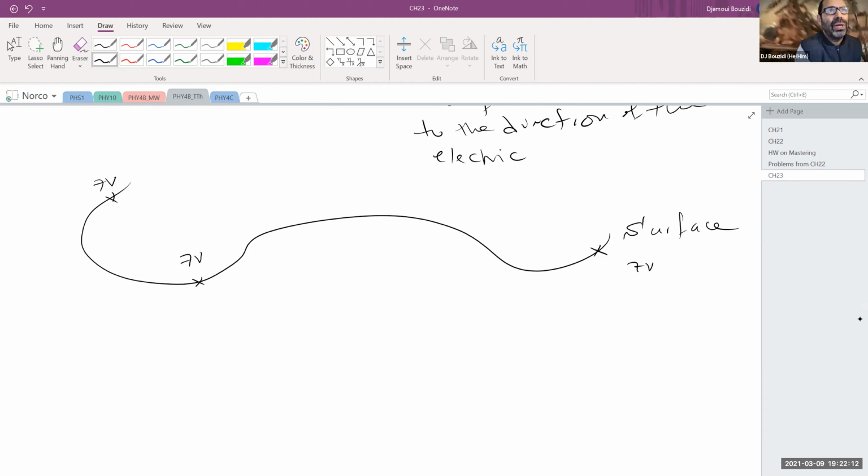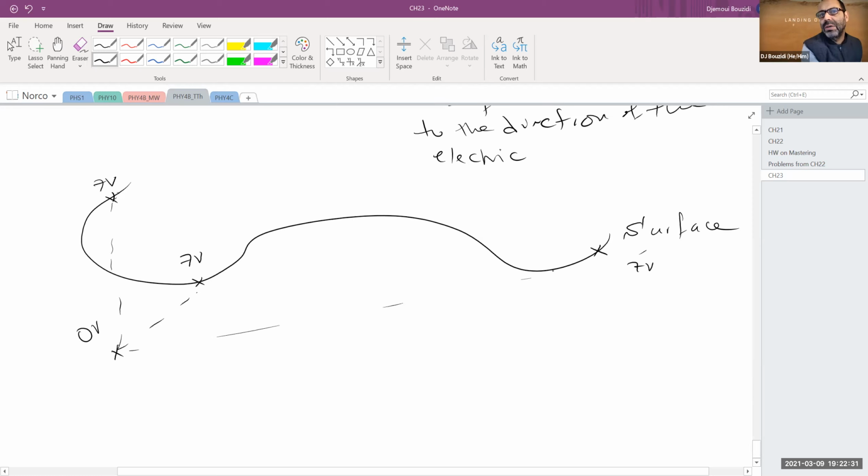And I want to know the direction, or at least the electric field, how is it related to this one? Its direction, at least. So when I say 7 volt, it is with respect to some origin. For example, this is 0 volt. So this point in here could be 7 volt. The difference between this point and that point is 7 volt.